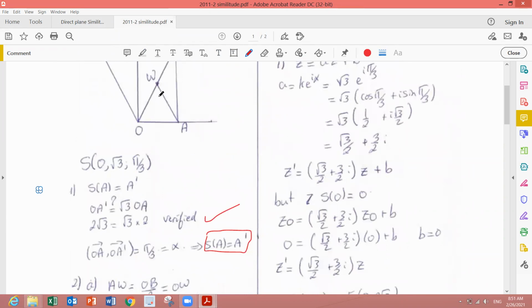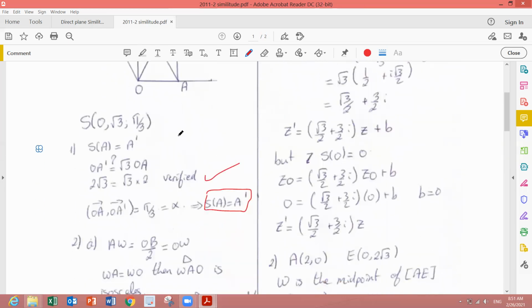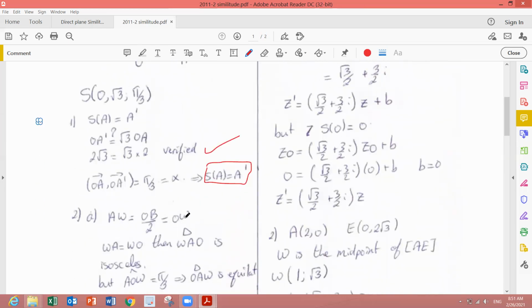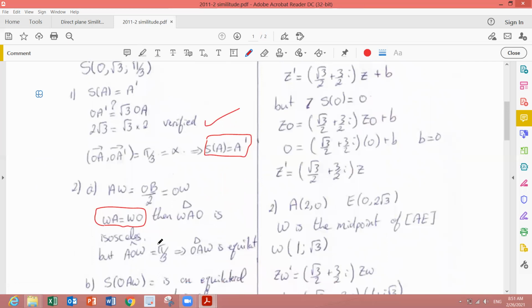So AW equal OB over 2. We know that AW equal OB over 2. So AW equal OW. So WA equal WO. Then triangle AWO is isosceles. And the angle AOW is 60, then it is equilateral.